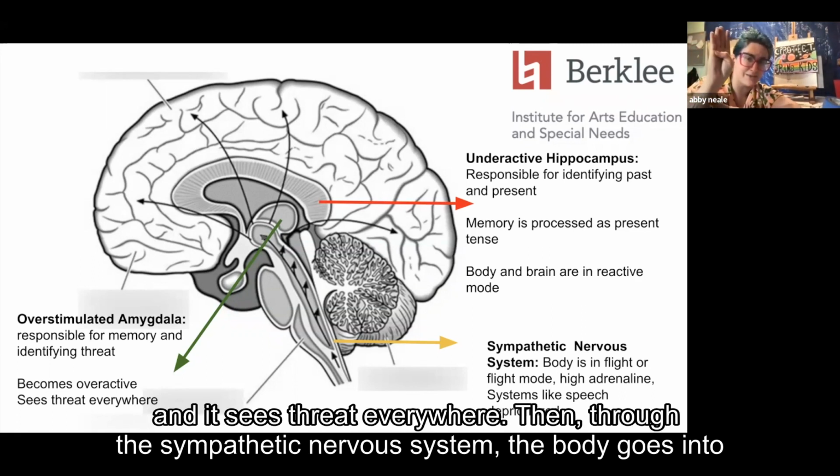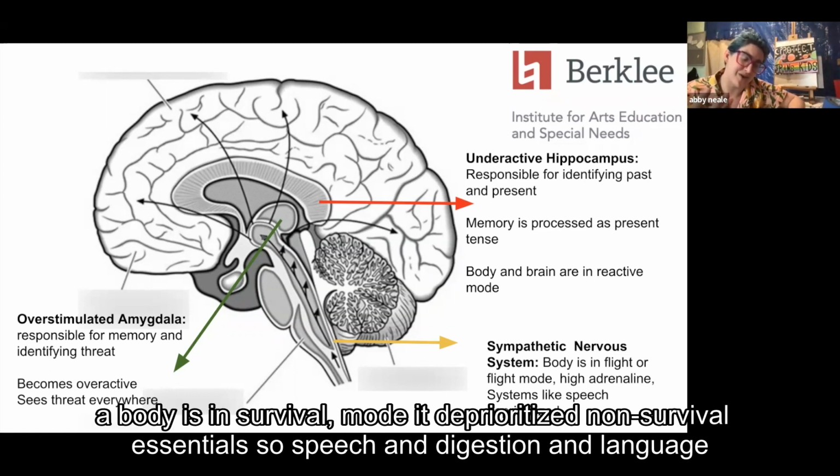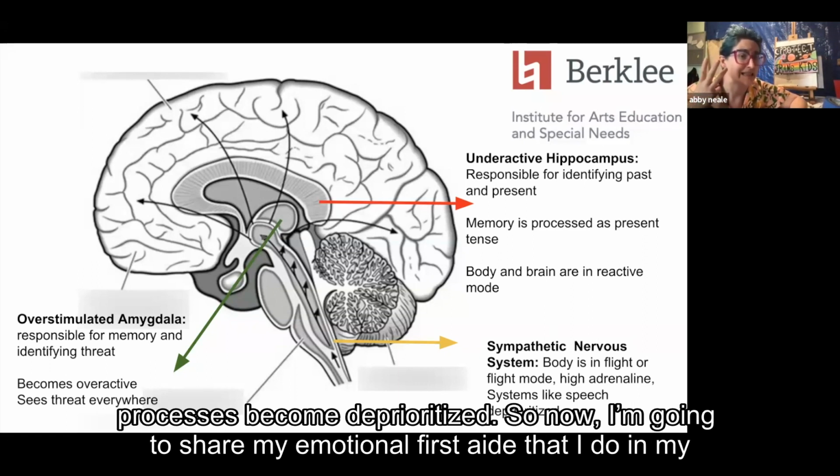Then through the sympathetic nervous system, the body goes into fight or flight mode and is pumped with adrenaline, getting ready to fight, flight, run, or hide. And when a body is in survival mode, it deprioritizes non-survival essentials. So speech and digestion and language processing become deprioritized.